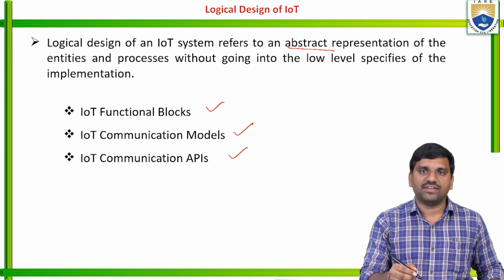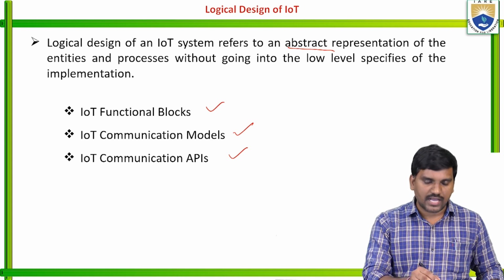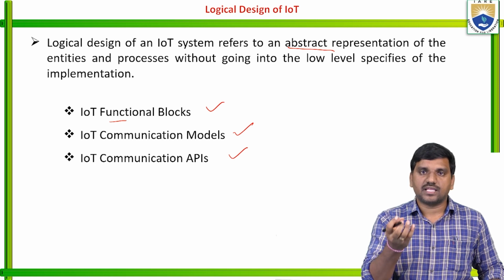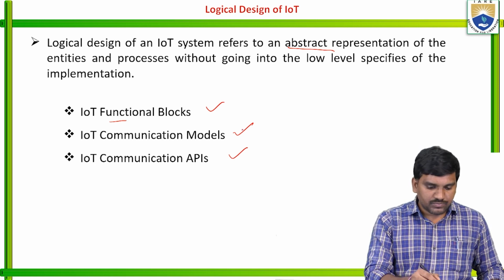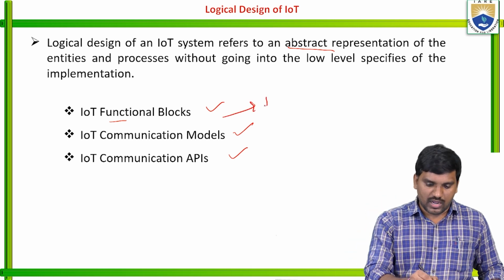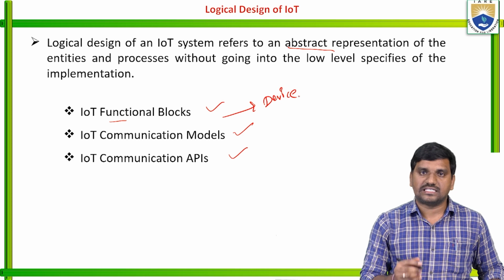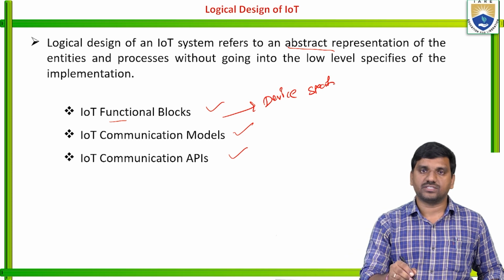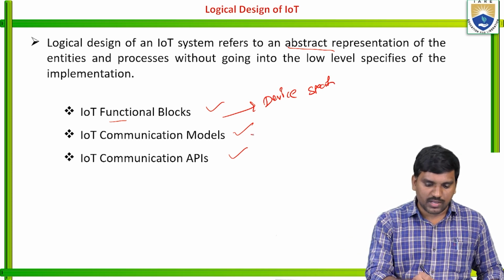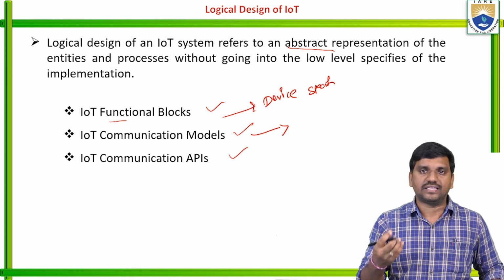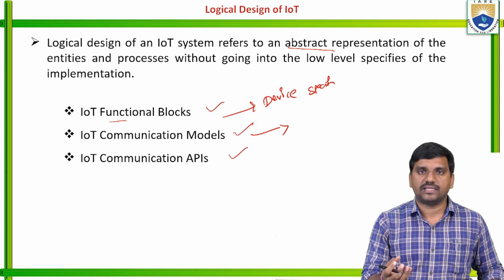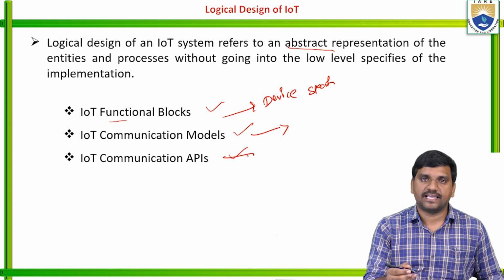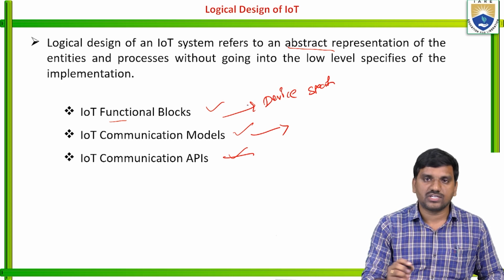So basically it has 3 types of blocks. First, IoT functional blocks. What do IoT functional blocks mean? They are the basic blocks of an IoT device. This deals with the device specifications, or the blocks inside the IoT device. Then after the IoT device, we move to processing the data by using communication models. We have 4 different types of communication models, which we will explain further, along with communication APIs, the application program interface. So these are the 3 logical designs of IoT.